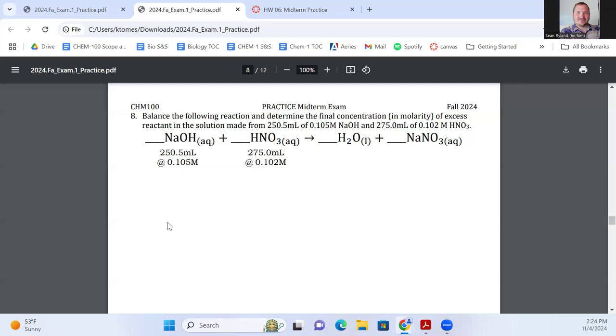All right, so then we can get to moles of both of these. And I get 0.0263 moles of NaOH this way. Then do the same thing for the nitric acid, right? 275.0 milliliters, 1,000 milliliters is 1 liter, and 1 liter is 0.102 moles of the nitric acid.